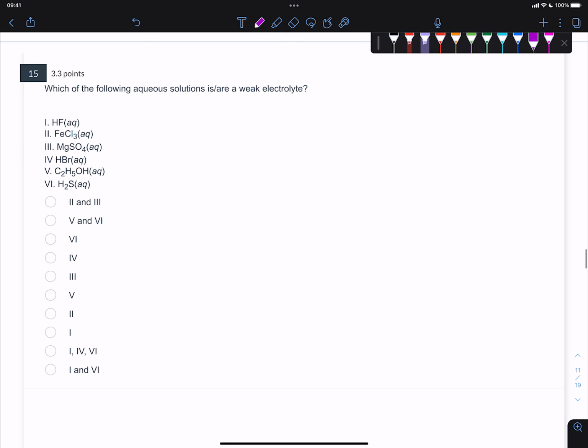15. Which of the following aqueous solutions are a weak electrolyte? So an electrolyte is going to be an acid, a base, or an ionic compound that dissociates. Now they can come in 2 varieties, weak or strong. You do have to memorize your strong acids and realize that everything else is weak. One of the main things that I immediately am recognizing now is that HF is weak. It is a weak acid, so it's going to be a weak electrolyte as well.